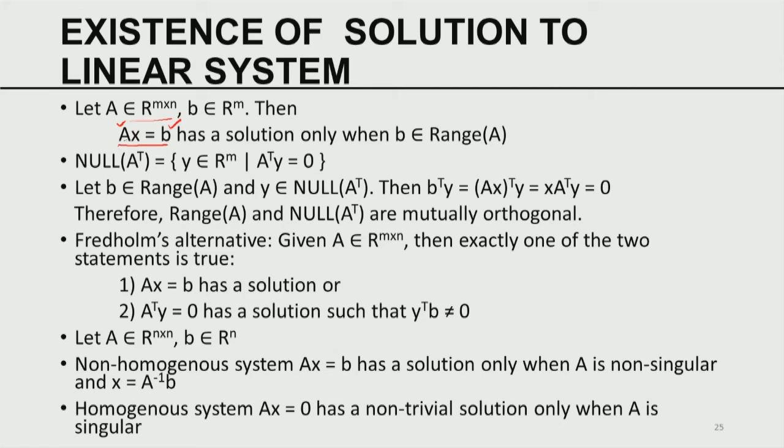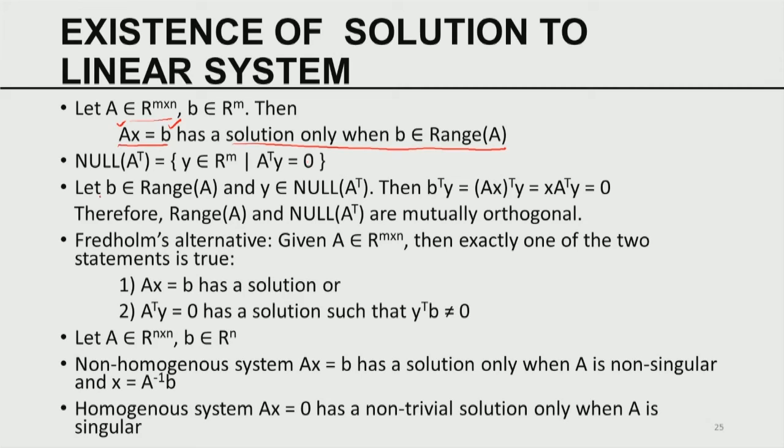In this case, Ax is equal to B has a solution only when B lies in the range of A. You remember range of A we have already defined. Range of A is the set of all vectors that A maps from the domain to the codomain. We also have talked about null space of A. If I can talk about null space of A, I can talk about the null space of A transpose. So null space of A transpose is the set of all Y belonging to Rm such that A transpose Y is 0.